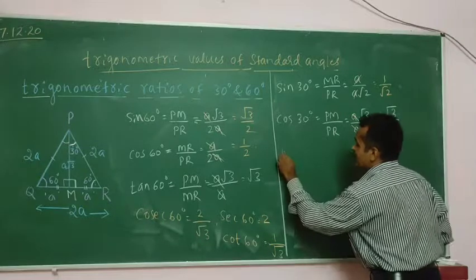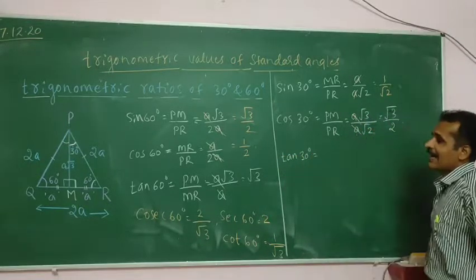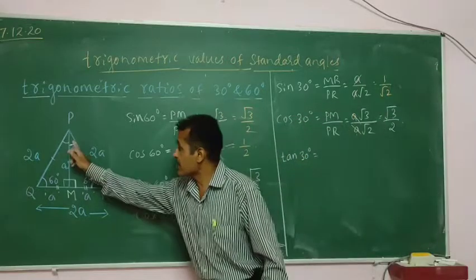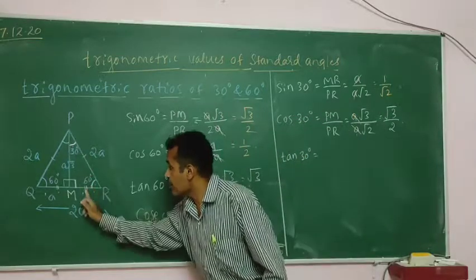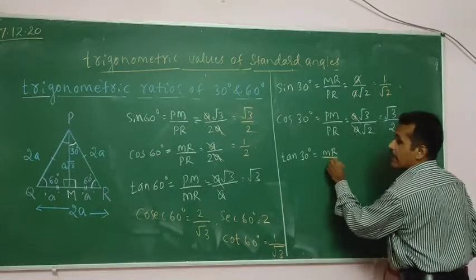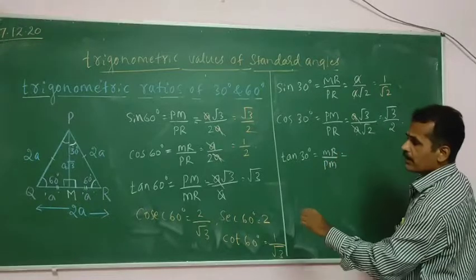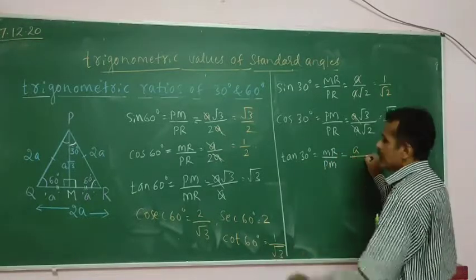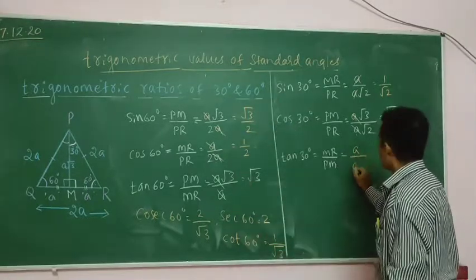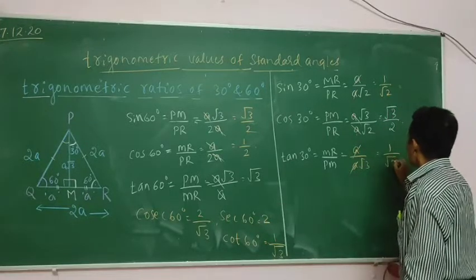अब मैं पता करूंगा tan 30. tan 30 को पता करेंगे. tan is opposite by adjacent. It is MR divided by PM. MR मतलब A divided by A root 3. Cancelled. Answer is 1 by root 3.